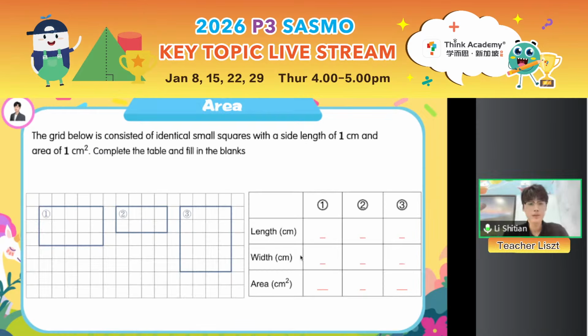Okay, so now let's look at this question. The grid below consists of identical small squares with a side length of 1 centimeter and an area of 1 centimeter square. For this unit, probably you haven't seen it, okay? It is called the centimeter square. What does it mean? I will tell you later. So complete the table by filling in the blanks. I want to fill in the table here. Now, let's see.